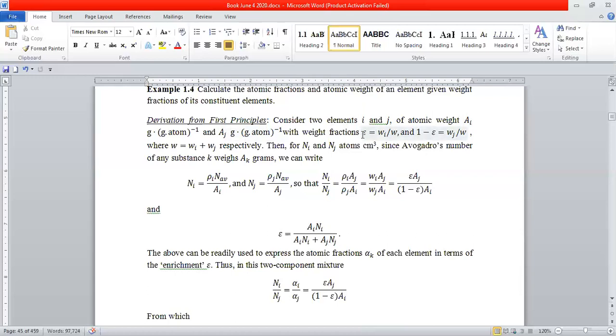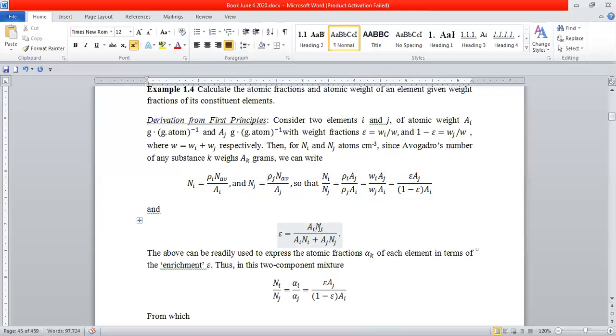So let's say I take a weight fraction epsilon, which is the ith element, I mix it. And so the jth element has got to be 1 minus epsilon, because these 2 numbers have got to add to 1. So the total weight is W, which is Wi plus Wj. Then for Ni and Nj atoms per cubic centimeter, since Avogadro's number of any substance K weighs AK grams, we can write Ni and Nj. So if you divide Ni by Nj from these two, you get this, and you express them in terms of weight fractions, you get this, and you put in the epsilon, you get this. You rearrange the epsilons and you get this. So now we've got a relationship between the weight fraction and the individual things that we know.